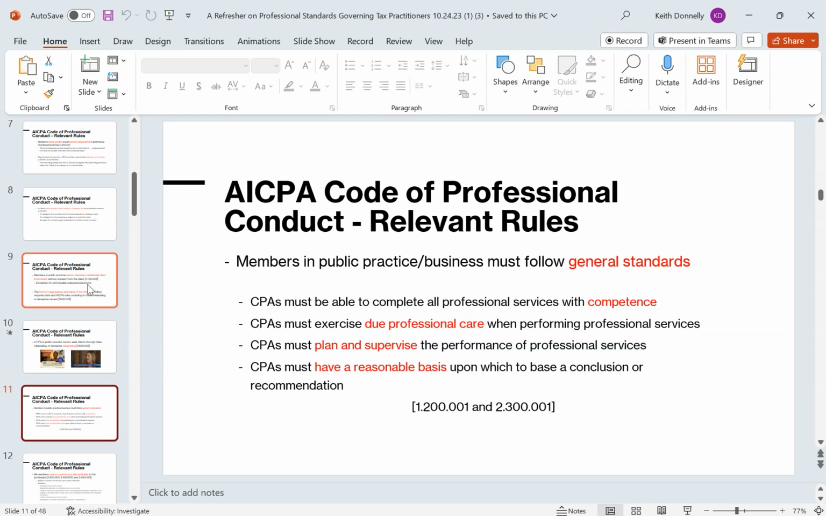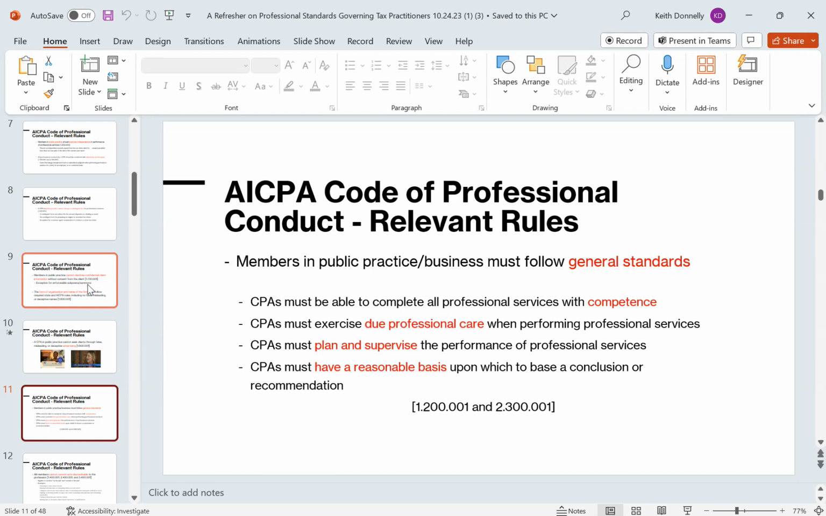All right, some other standards from the code. You have to have competence. You got to exercise due professional care. You got to plan and supervise. So for you guys, a lot of you are going to be first year staff, you're not necessarily supervising anybody. You're not necessarily worrying about the firm advertising or the fees. This lecture is actually more designed for a few years into practice.